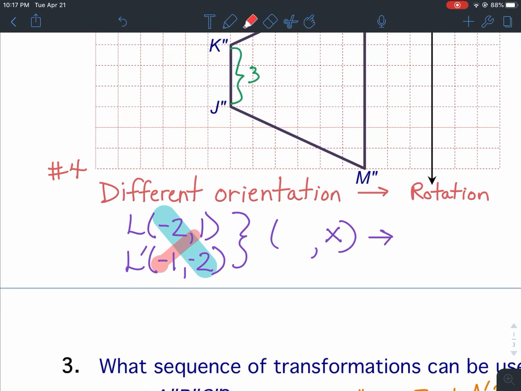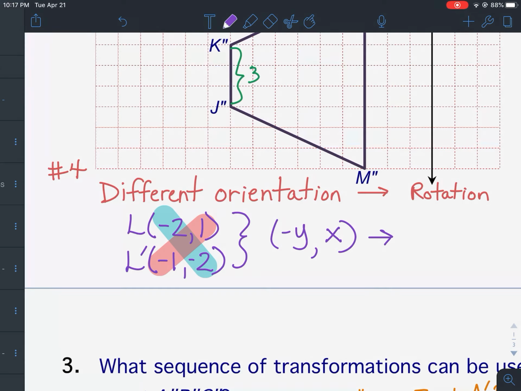And then if I look at these 2 points, it went from +1 to -1, which means that they took the opposite of the Y coordinate. So our rotation looks like -Y, X.